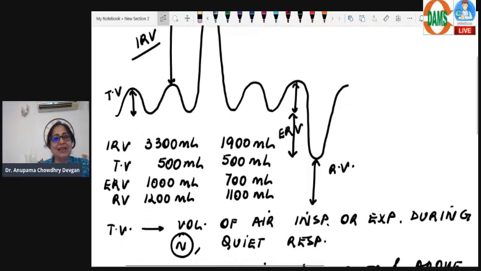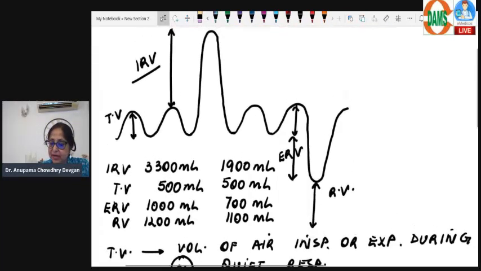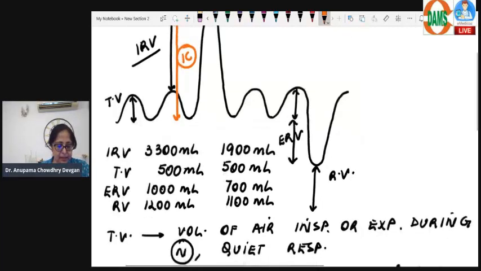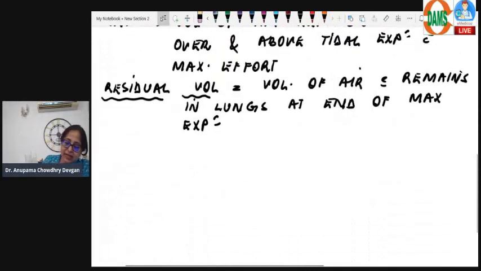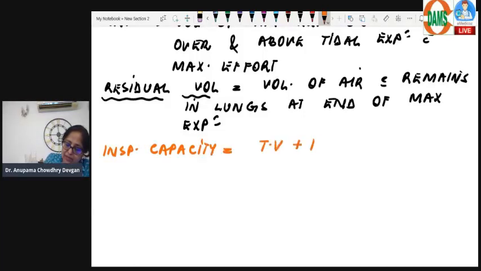Now let's have a look at the capacities. The first one here is, what do you understand by inspiratory capacity? Inspiratory capacity is tidal volume plus IRV. That is the inspiratory capacity.